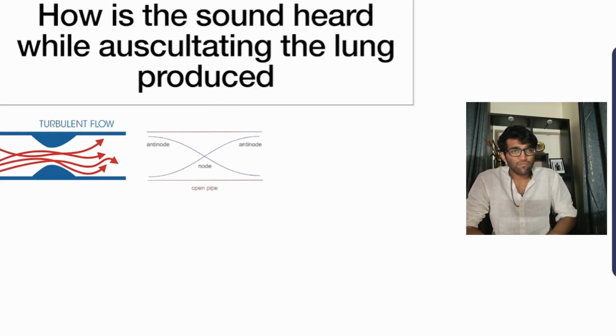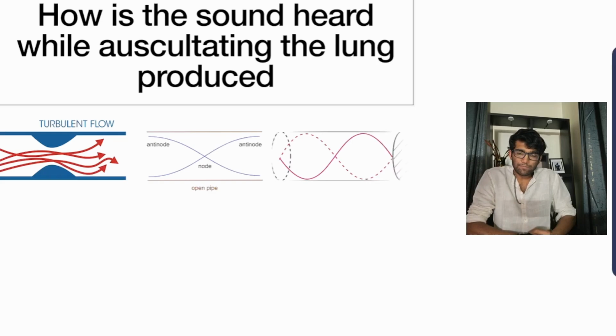Now, the second situation in which sound can be produced is when you have an open airway pipe, essentially, and a standing wave forms inside that. This typically happens in the airway within the second to the seventh generation of division of bronchi, and this produces a relatively musical sound. We'll discuss that again later in detail. These are what are called wheezes.